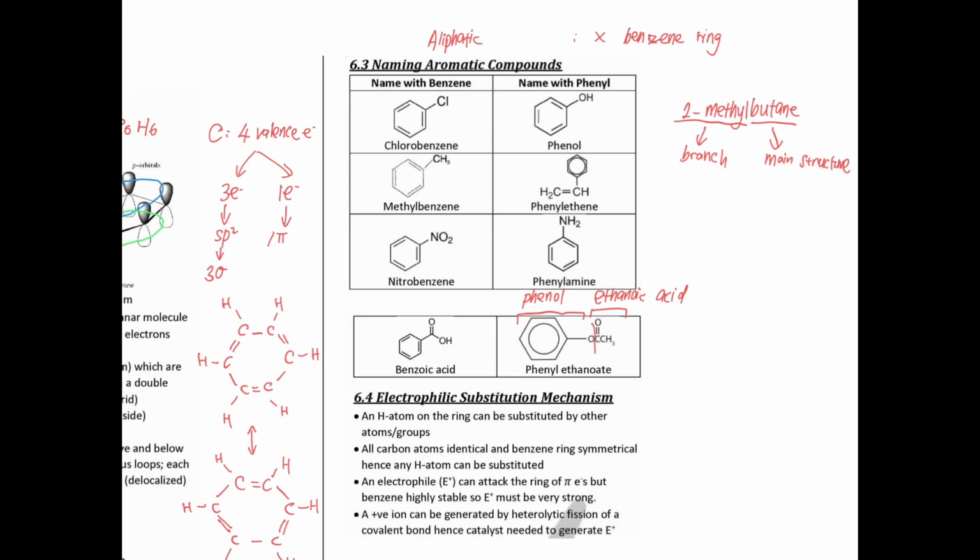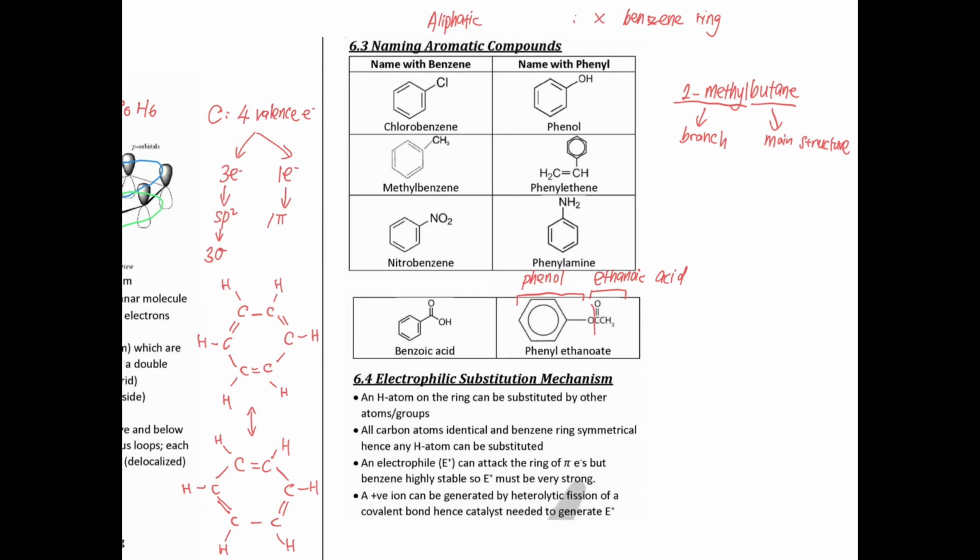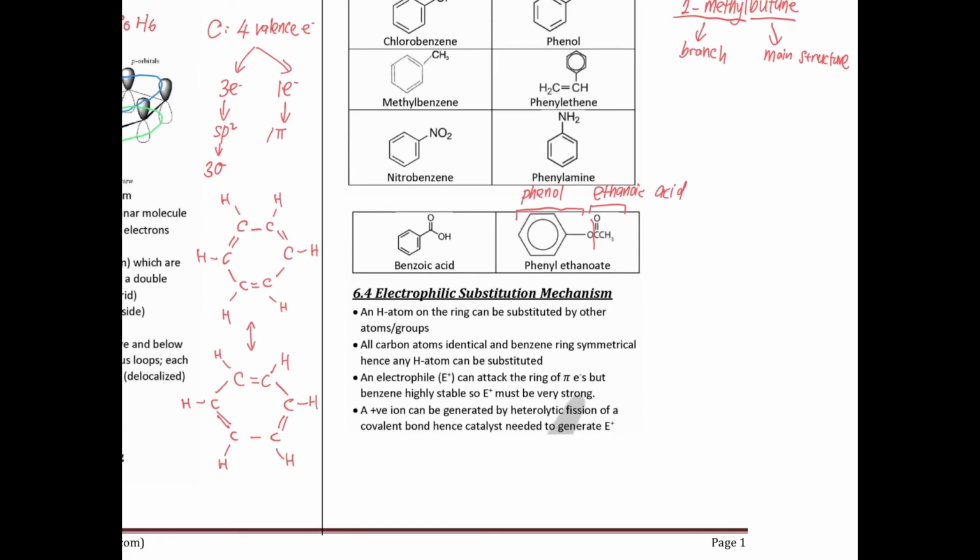Now 6.4, electrophilic substitution mechanisms. What is an electrophile again? Try to recall: an electrophile is a species that likes electrons. Benzene rings have 6 delocalized electrons, which is very attractive for an electrophile, so electrophiles like to attack benzene and substitute. Imagine benzene has 6 hydrogens at the side. If an electrophile reacts with benzene, it kicks out one of the hydrogens and the electrophile enters this position.